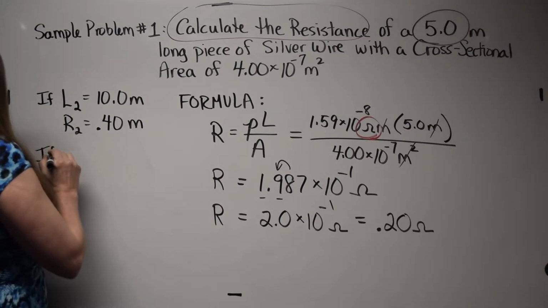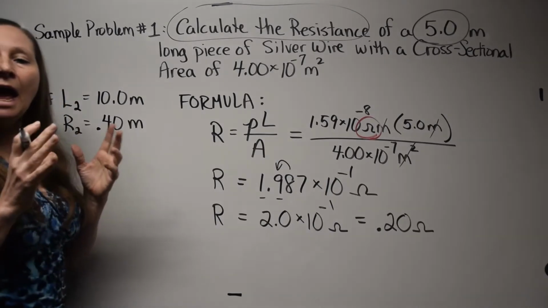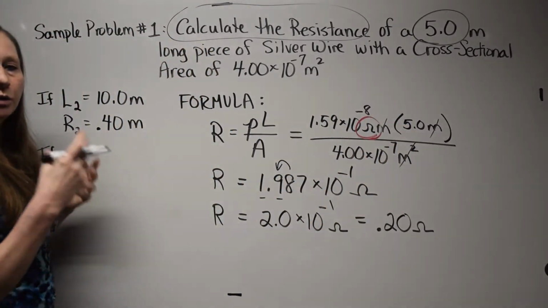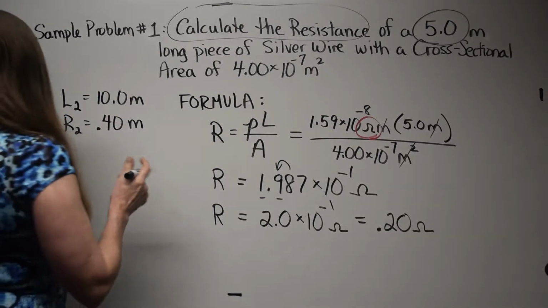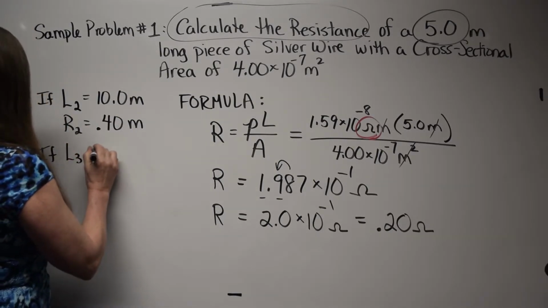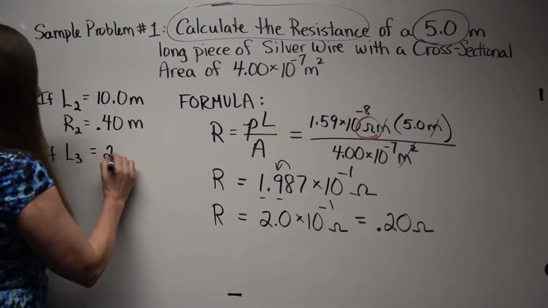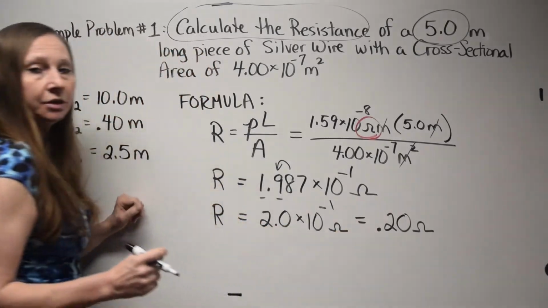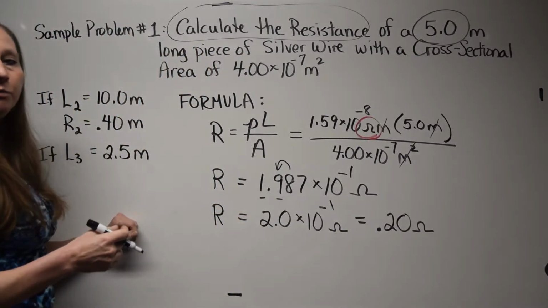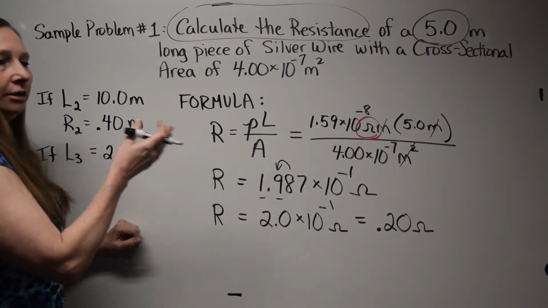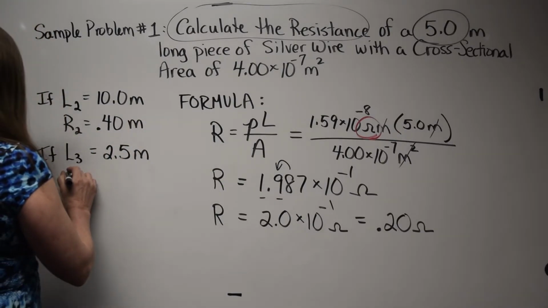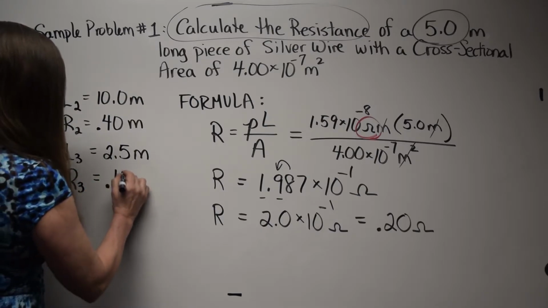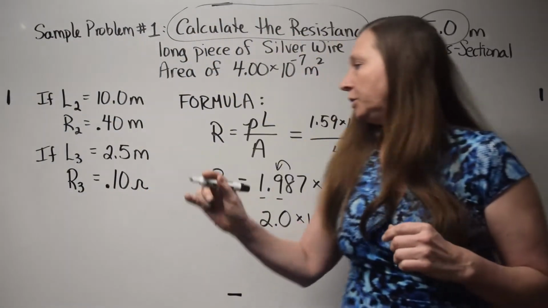Now, what if we were to halve the length? Instead of 5, what if the length of the wire was 2.5? Remember, everything else stays the same. So let's say the new length, L3, is 2.5 meters, or half. What's going to happen to this resistance? It's going to be half also, because the relationship between length and resistance is direct. So that means that R3 would be 0.10 ohms. Can everybody see all of that?